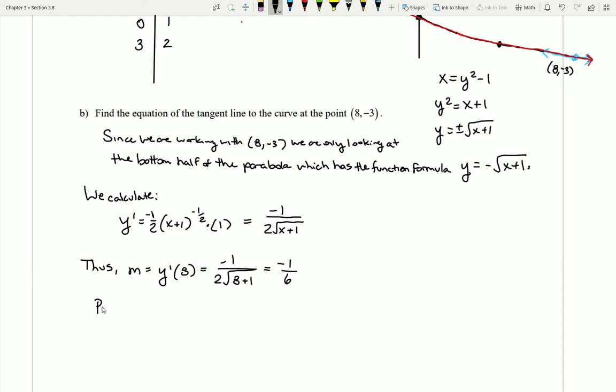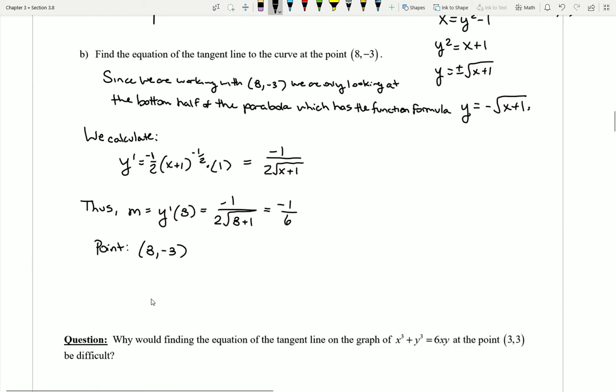I also can see again that I have the point of (8, -3). And so I have a point and a slope. I'm ready to set up my point slope form. So I can say the equation of the tangent is going to be given by, I'm going to have y minus negative 3, so y plus 3, is equal to negative 1/6 times x minus 8.